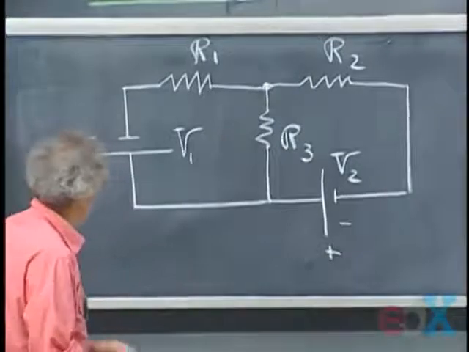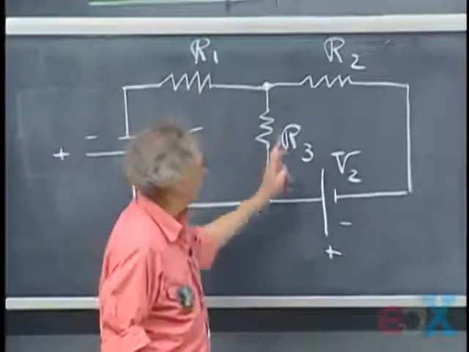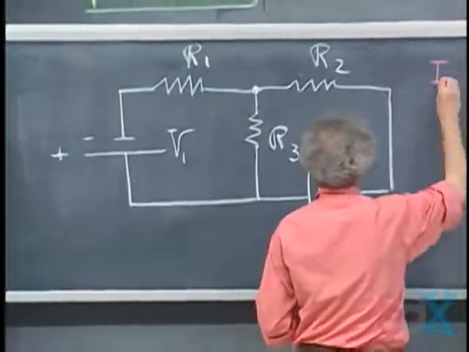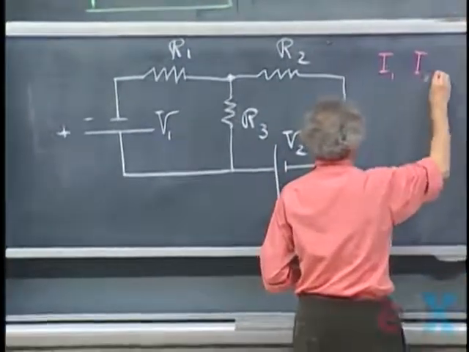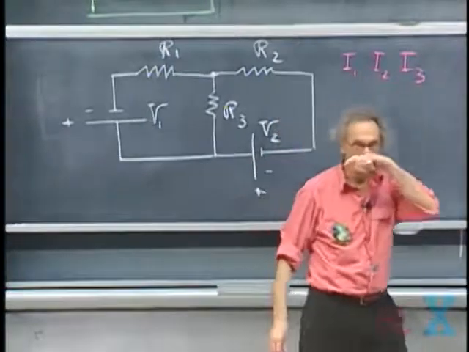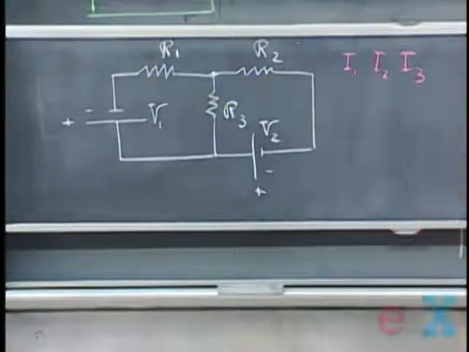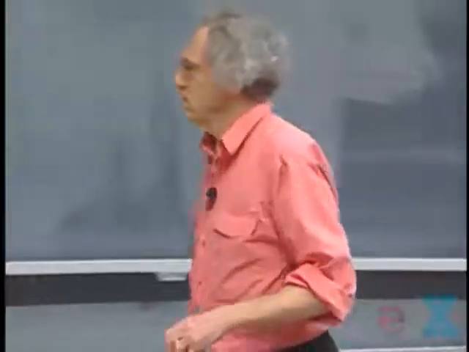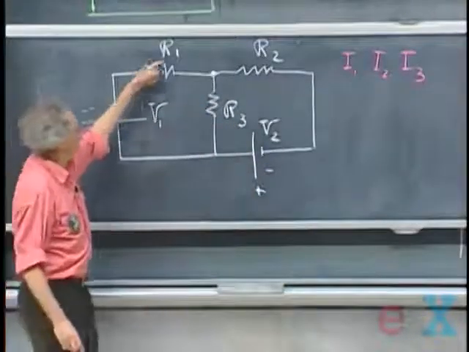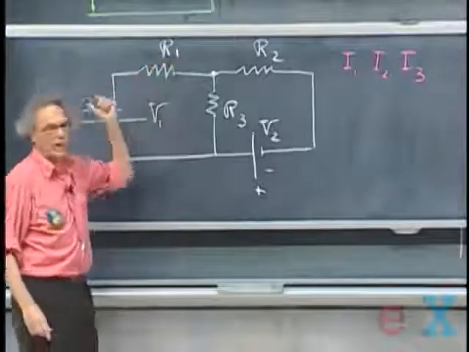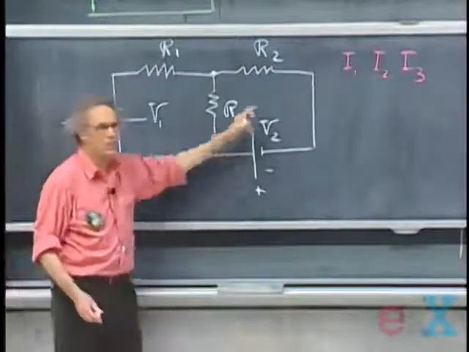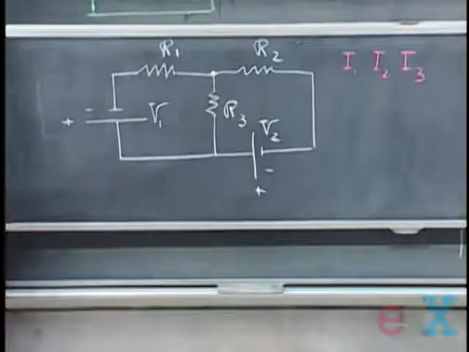And so imagine that you know V1, V2, R1, R2, and R3. But what I'm going to ask you is, what is I1, what is I2, and what is I3? I want the magnitude, and I want the direction. When you look at this, it's by no means obvious that the current in this resistor will be to the right or to the left. It's by no means obvious. It depends on the values of V1 and V2 and on the resistances.